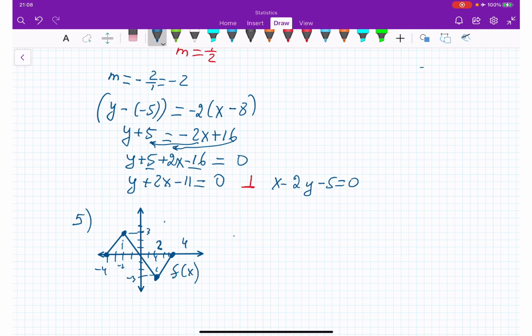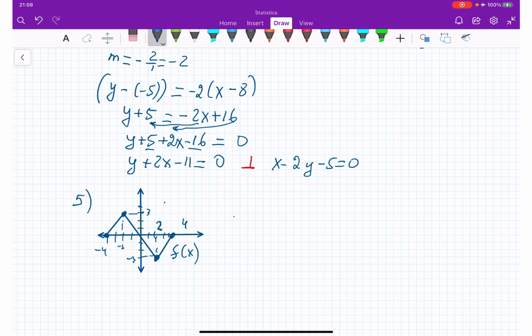Using this graph, we are going to build g of x that is equal to f of x minus 2. Okay, when we have minus 2, is this a change of x or y? This is a change of y. This minus 2 is a change of y. When would be change of x?